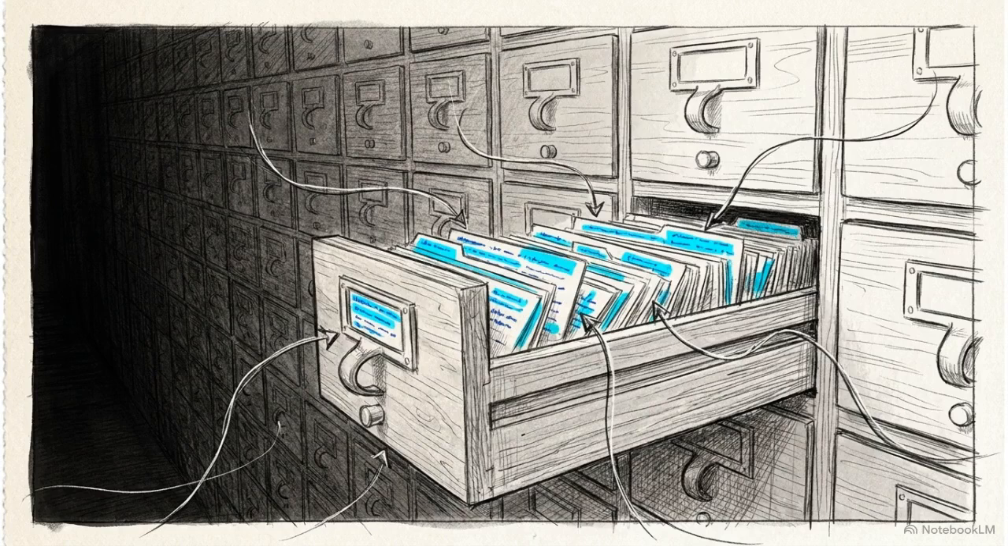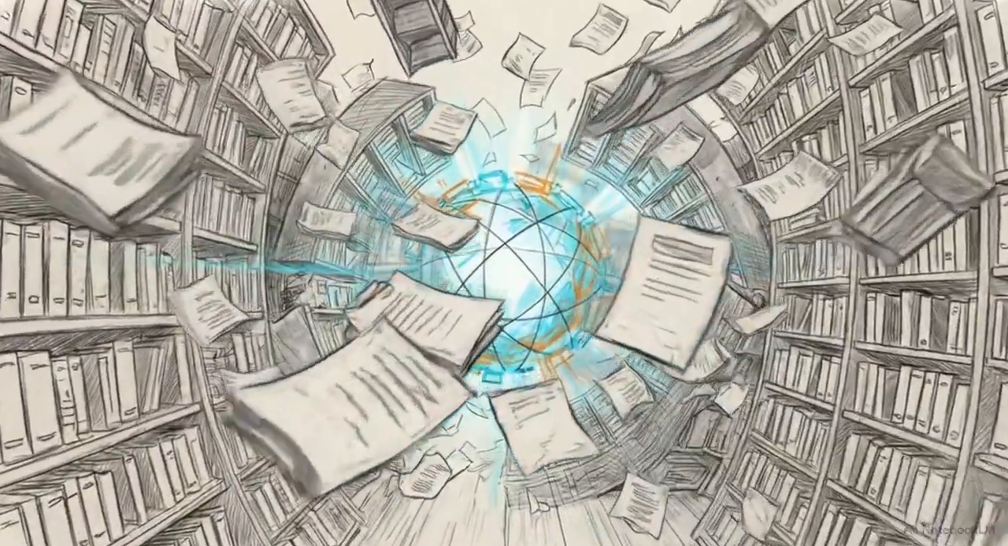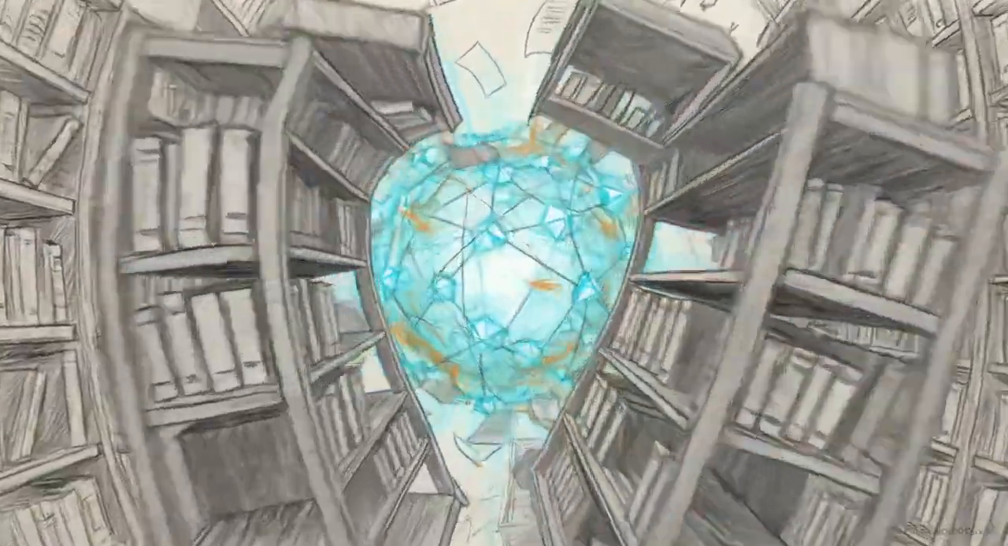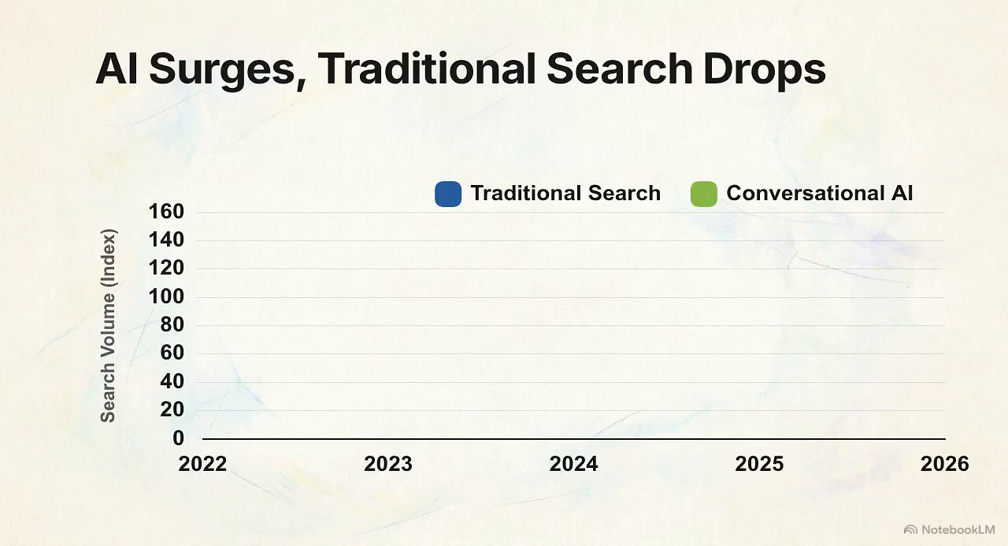For decades, the internet functioned as a massive listed catalog. We typed queries, and algorithms returned pages of blue links. That structure is now collapsing into a single point of synthesis. This graph illustrates the trajectory.